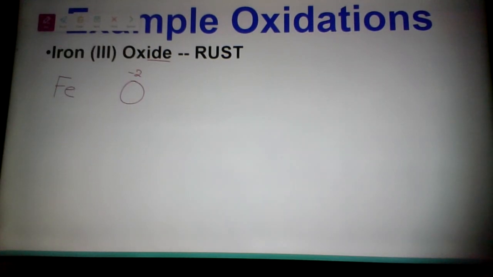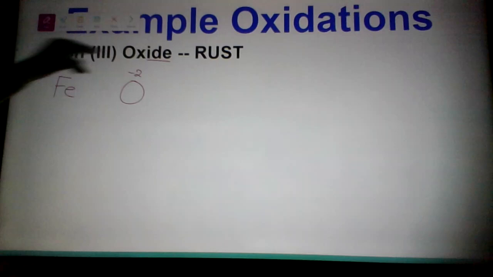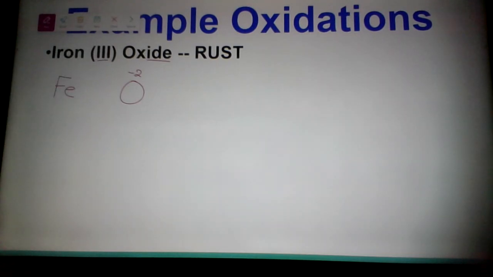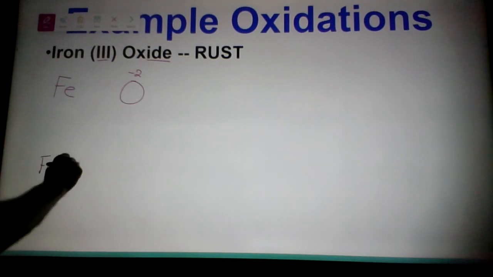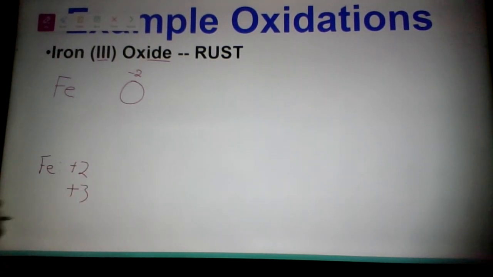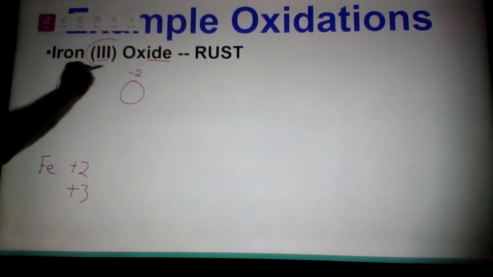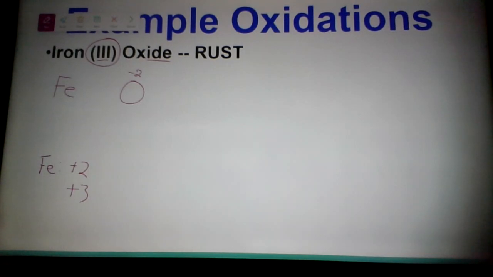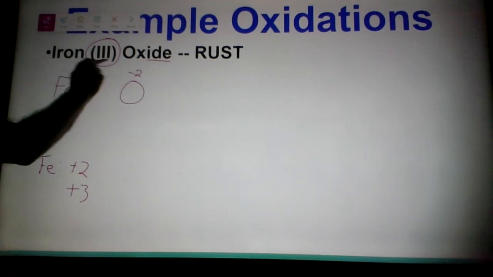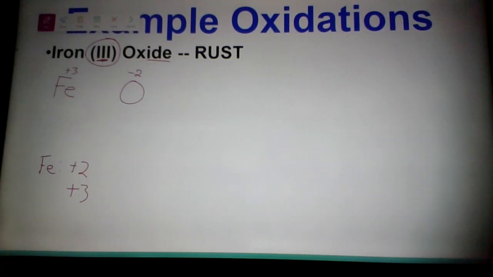Now, if we're talking about a different iron oxide, then I could just say iron is going to be +2, and I get +2 and -2 would equal 0. But that's not the case. See that Roman number 3 right there? Remember, iron could be either +2 or +3. Well, this tells us exactly which one of those 2 numbers to use. We're told right here, use the +3.